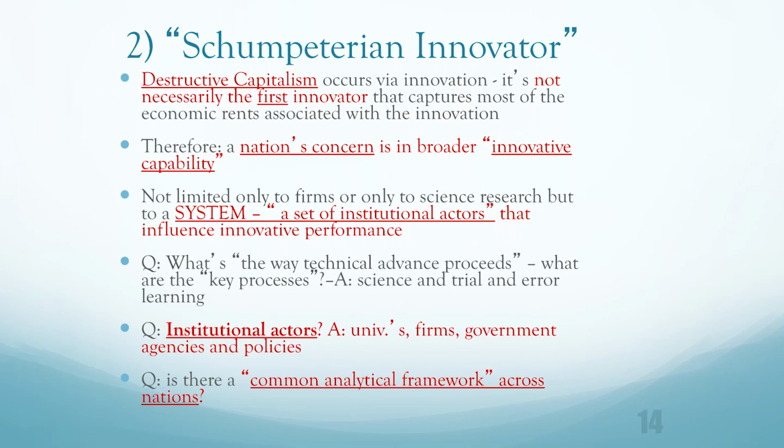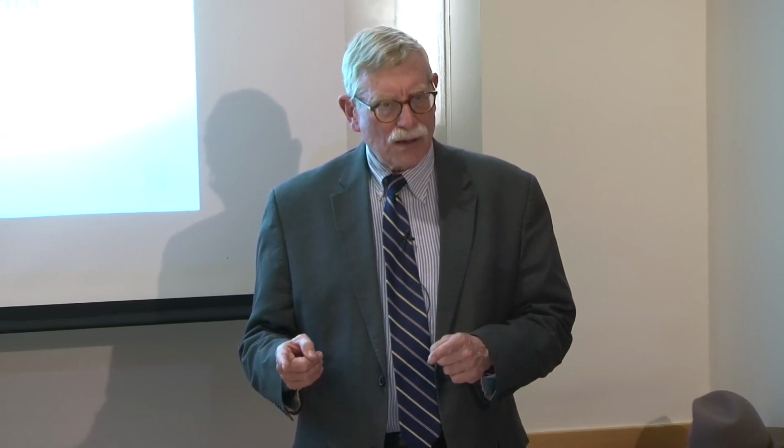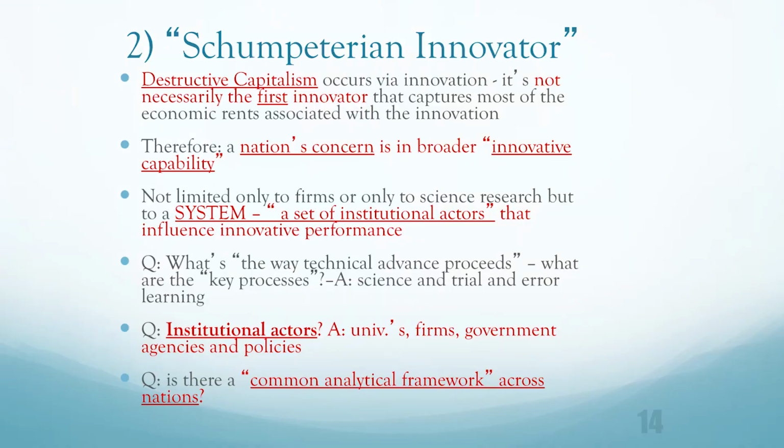So let's do some of his background points. He argues that capitalism is destructive and disruptive. That's a term from a great economist named Schumpeter. Destructive capitalism occurs via innovation. It's not necessarily the first innovator that gets all of the rewards, or even most of the rewards. Sometimes the second follow-on innovator captures a lot of the rewards because they pick up from what the first innovator's mistakes were and improve them. But a nation's concern, therefore, shouldn't necessarily be with sponsoring the first innovator. It's got to have a broader concern about innovative capability.